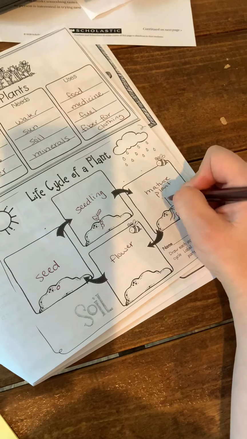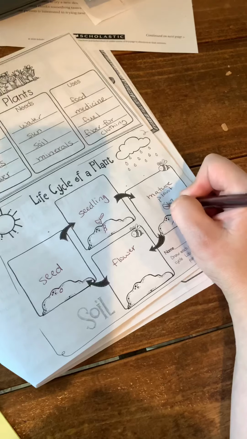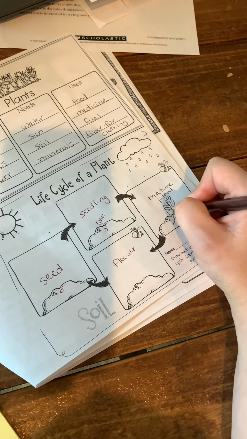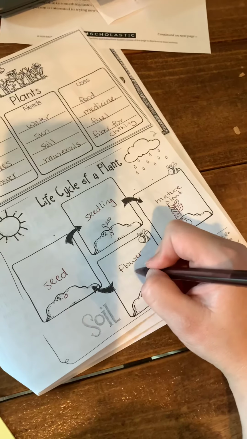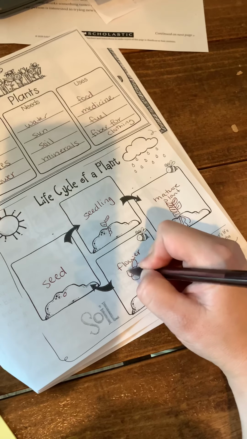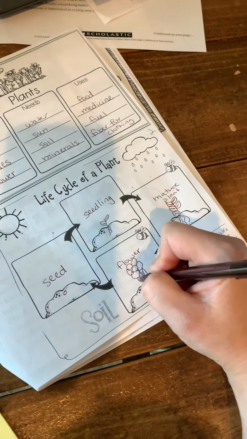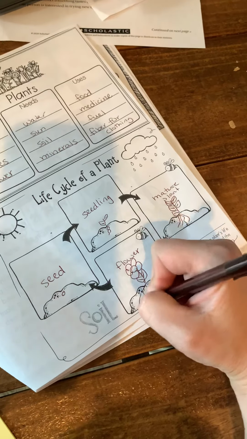And then we start getting a more mature plant. So we've got our roots growing, a lot more leaves. And then the final is where it can actually get to a flower, and it still has those roots.